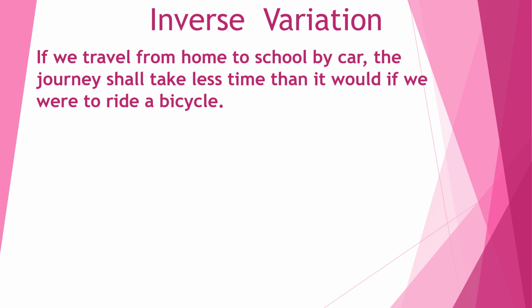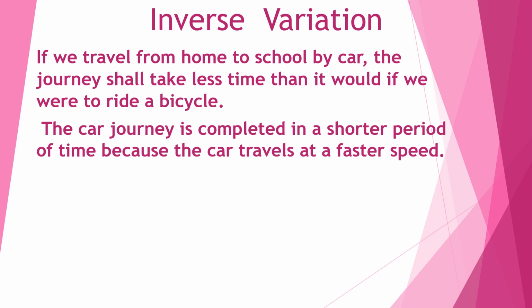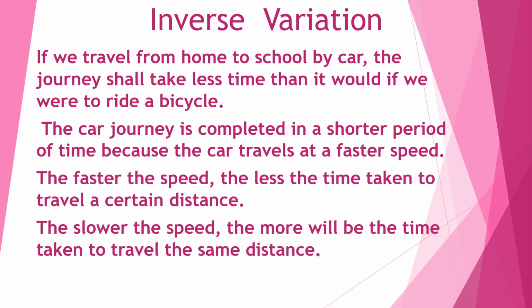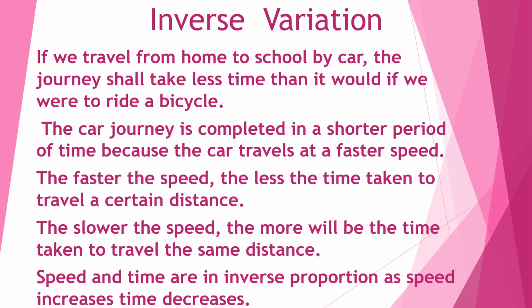Let's now consider traveling from home to school by car. The journey shall take less time than it would if we were traveling by a bicycle or if we were walking. The car journey is completed in a shorter period of time because the car travels at a faster speed. The faster the speed, the less is the time taken to travel a certain distance. The slower the speed, more will be the time taken to travel the same distance. Speed and time are in inverse proportion. As speed increases, time decreases.